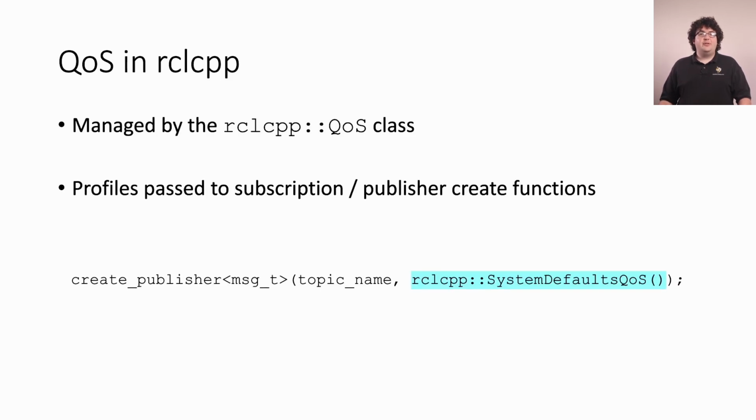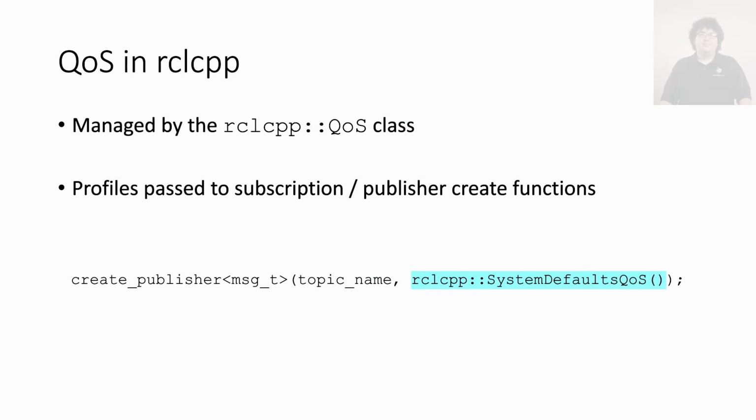You've already seen how we use these quality of service profiles in our C++ ROS code. When creating different kinds of ROS connections, we've used the system defaults profile by passing in RCL-CPP system defaults QoS. This is a class provided by the C++ client library that sets all of the settings needed for the system defaults profile. This class inherits from RCL-CPP QoS, which you can use to create your own profile of custom settings when you need to.